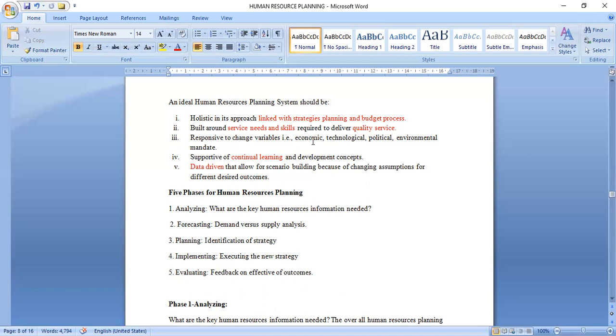So we've seen that a number of organizations from that time on have been laying off their workers, cutting off their workers.